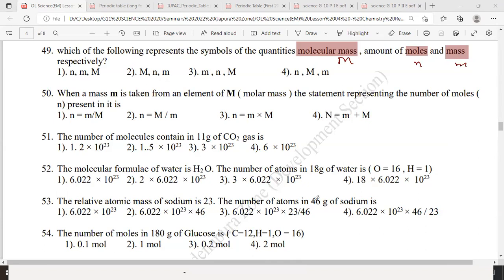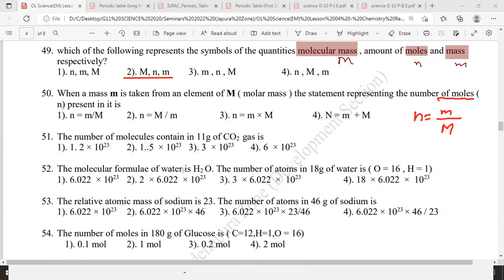Question number 49, answer will be second, right? Second. Question number 50. The relationship between these three. I told you how to find the statement represents the number of moles. Number of moles you can calculate what? Simple m divided by capital M. So the answer will be first one.